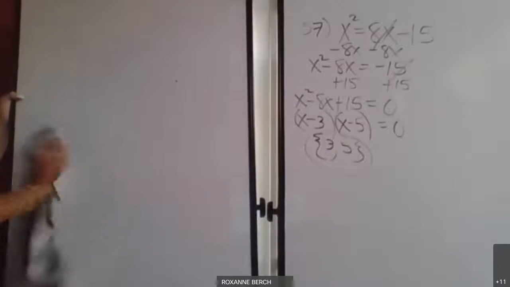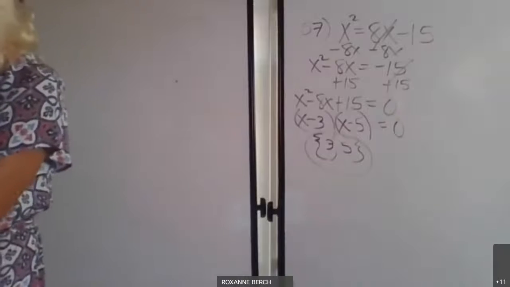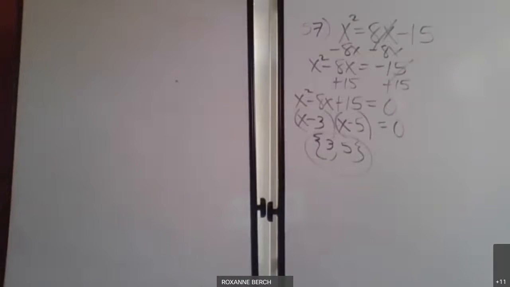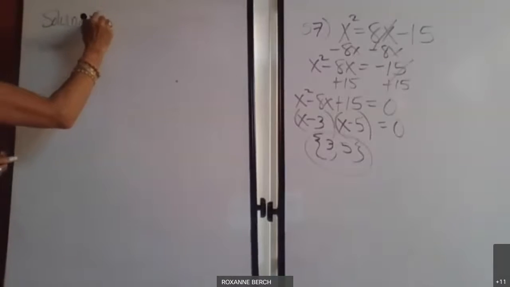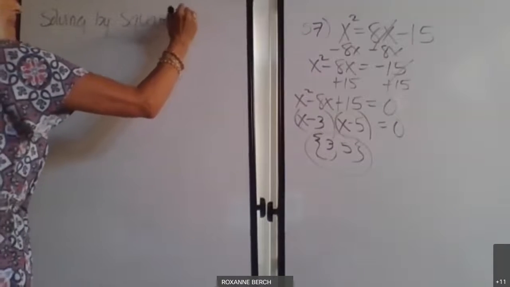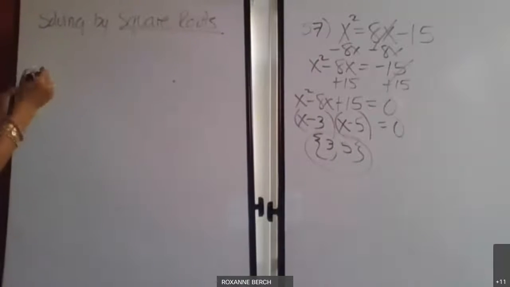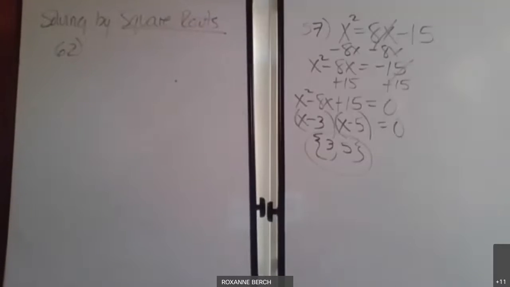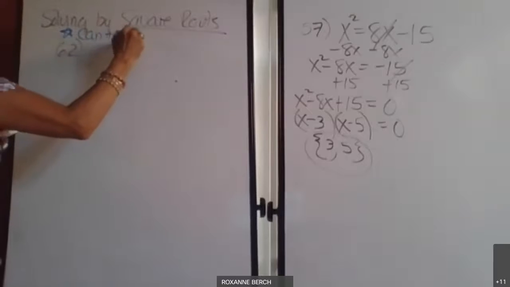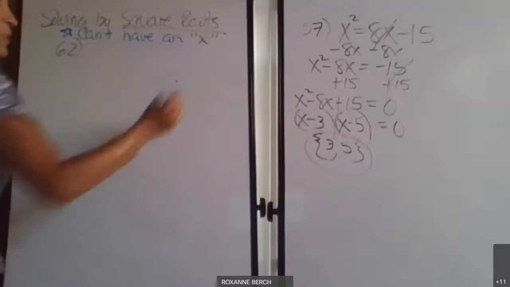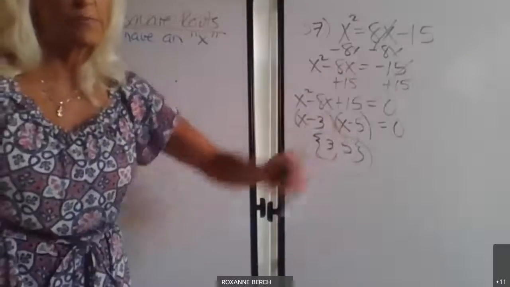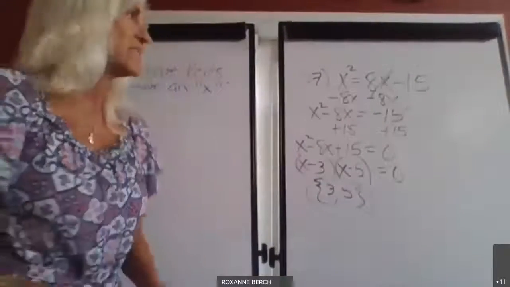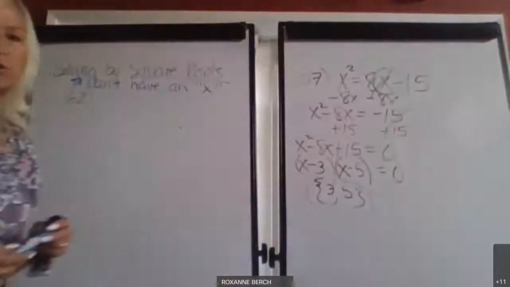Okay, now you are not going to follow those steps when you are solving by square roots. So now I'm on 61 through 66. Now, this is a really good method, but it doesn't always work. It doesn't work if you have an X. Can't have an X. So in other words, if we tried to use square root method on this problem, can't do it. See this X right here? Can't use square roots when you have an X.